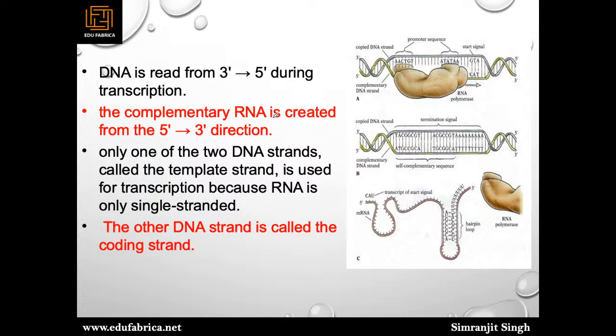So only one of the two DNA strands, called the template strand, is used for transcription, because RNA is only single stranded, and the other DNA strand is called the coding strand. So this is how your messenger RNA transcript, with start signals and a hairpin loop, is made.